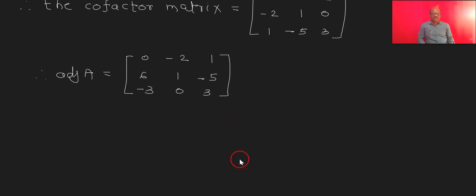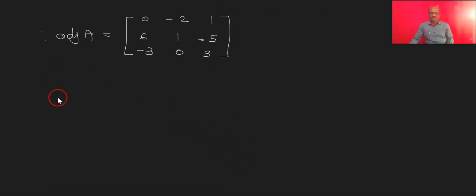This is the adjoint of A. Now the inverse of A. Therefore, A inverse is equal to 1 upon determinant of A into adjoint of A. That is equal to 1 upon 3.